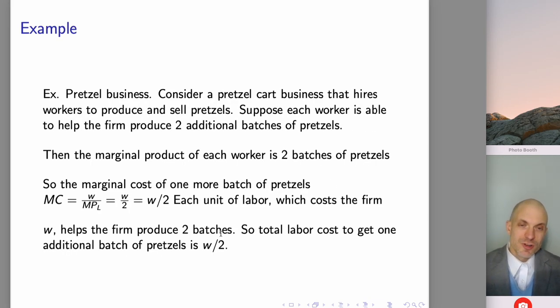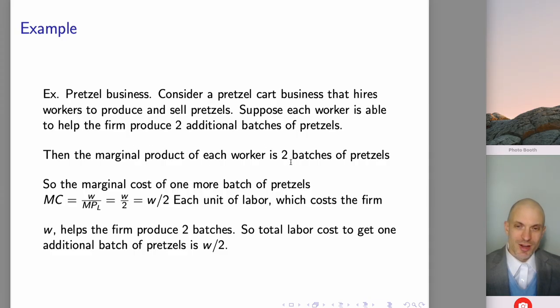Okay. Here's the other example, the pretzel business. So consider a pretzel cart business that hires workers to produce and sell pretzels. Suppose each worker is able to help the firm produce 2 additional batches of pretzels. I want it to be 2 instead of 1, so you can kind of see how the numbers would work. 1 kind of hides the number because 1 falls away actually. So the marginal cost of 1 more batch of pretzels is going to be W over MPL. Well, wage is W. The marginal product of each worker was 2. So the marginal cost of 1 more unit of pretzels, 1 more batch of pretzels, was W over 2. Look what's going on here.